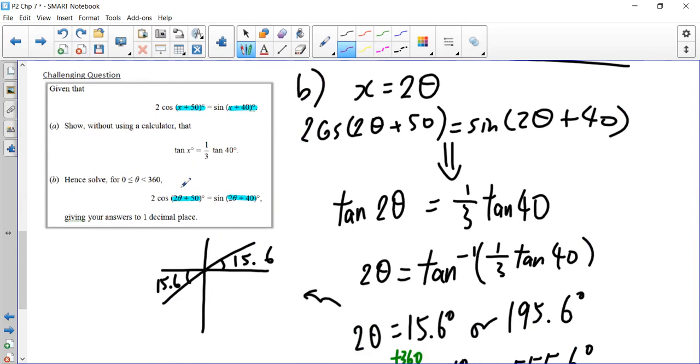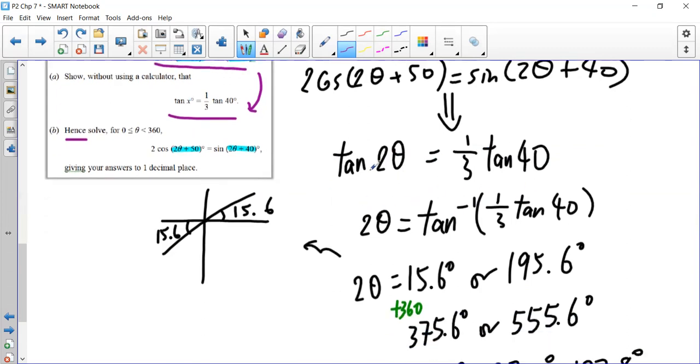Well, first thing I realized is, when you see the word hence, it means you want to use the previous answer. That's what the word hence means, exam technique for you. You look for the similarity. They look very similar, apart from the fact that x becomes 2 theta. So I realize x equals 2 theta, write down. Question A wants us to transform this caterpillar into this butterfly. So we can rewrite the whole equation into the butterfly equation, which is tan 2 theta instead of tan x, equals a third tan 40. Because the right hand side has nothing to do with x, we just rewrite the whole thing, 40.